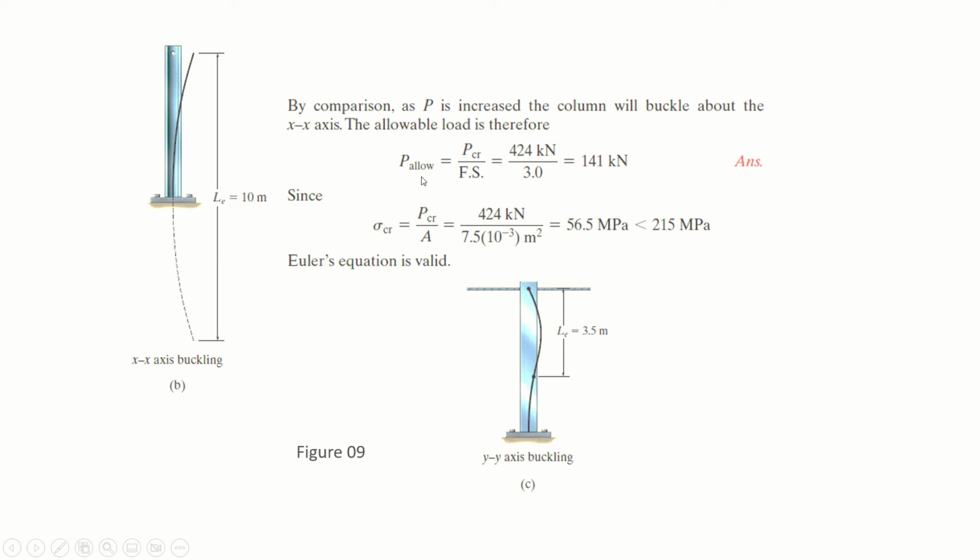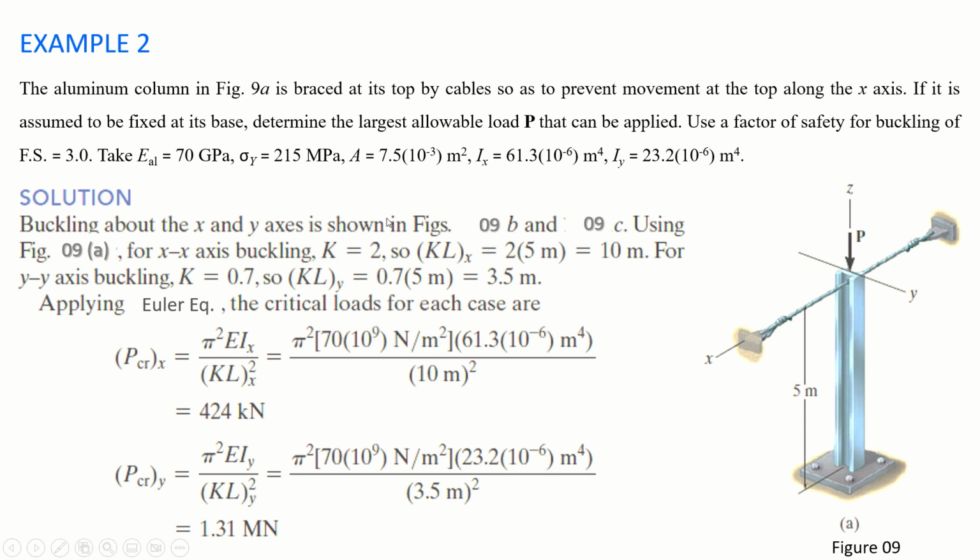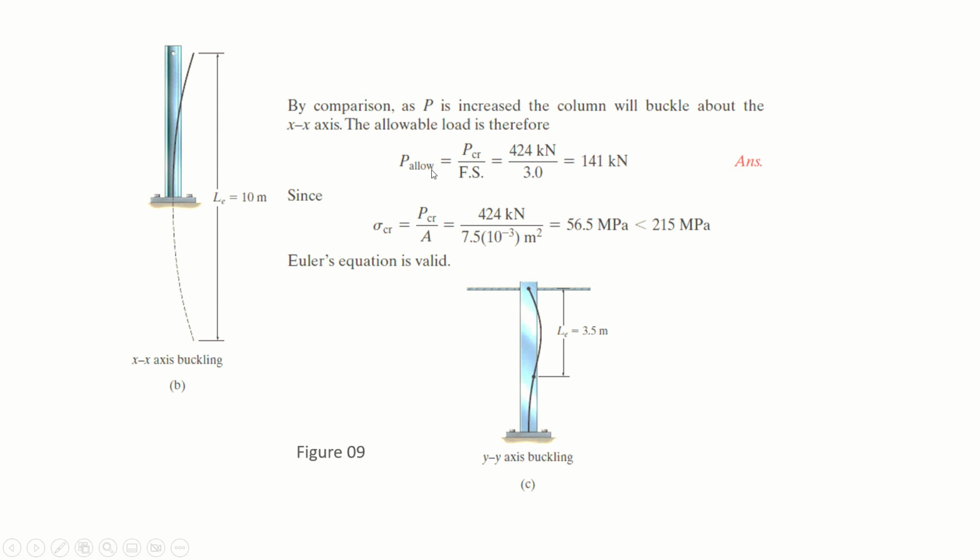So P allowable will be equal to, the factor of safety was 3. We just divide this P critical by the factor of safety to get P allowable. So 424 by 3 is equal to 141 kilonewton. And to find the critical stress, just divide this critical load by the cross-sectional area, which is 56.5 megapascal.